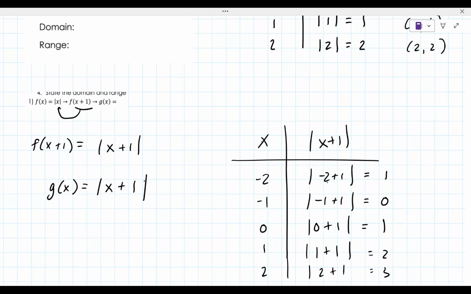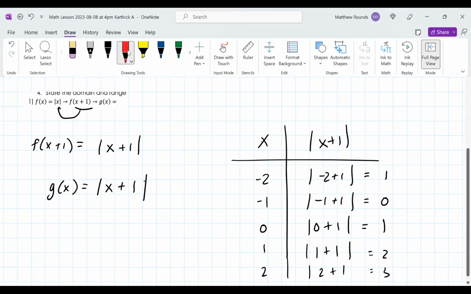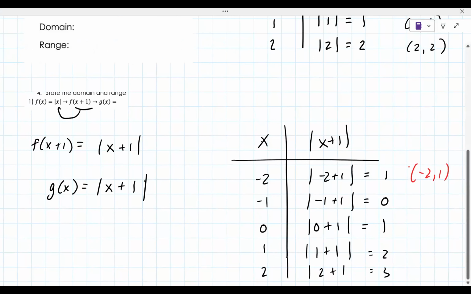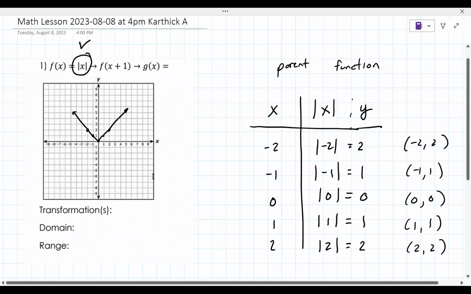Okay. So these are now ordered pairs. So let me do them in a different color here. We'll go back to the graph, do it in red. So -2, 1; -1, 0; 0, 1; and 1, 2; and 2, 3. Okay, so we're going to plot these points here.